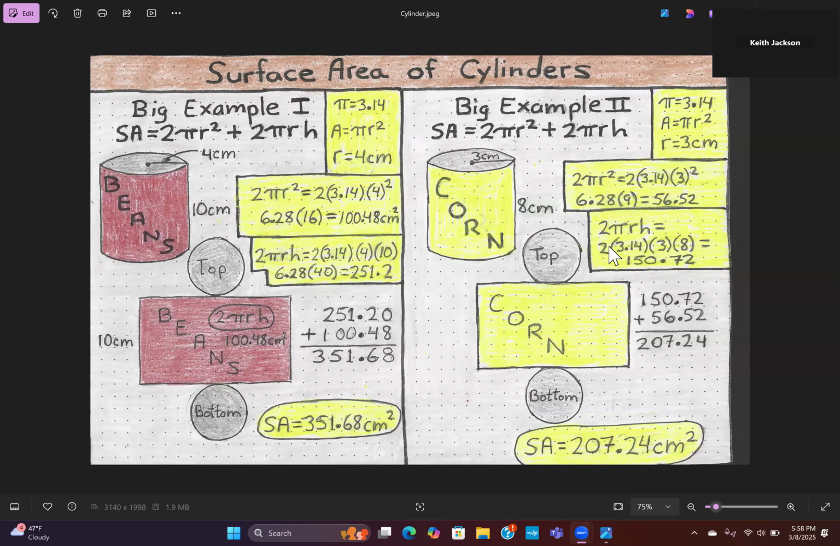We're just going to multiply those three together, going from left to right. And here's what we have: 150.72 centimeters squared. Now we're going to add the 56.52 centimeters squared to the 150.72 centimeters squared. When we do that, we arrive at 207.24 centimeters squared as our surface area.